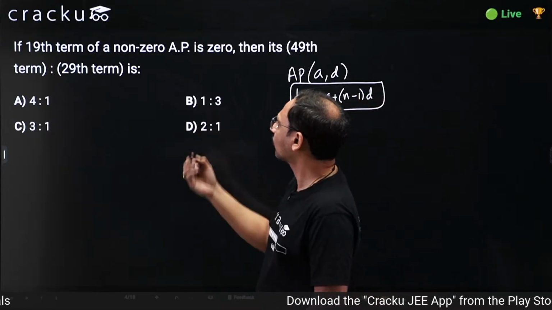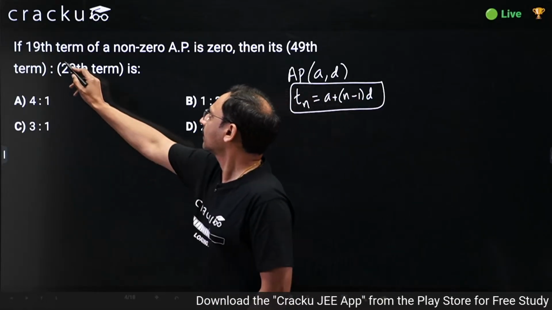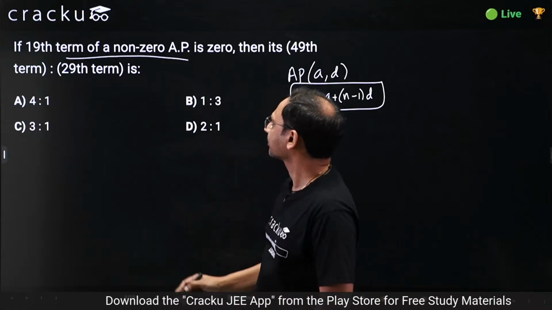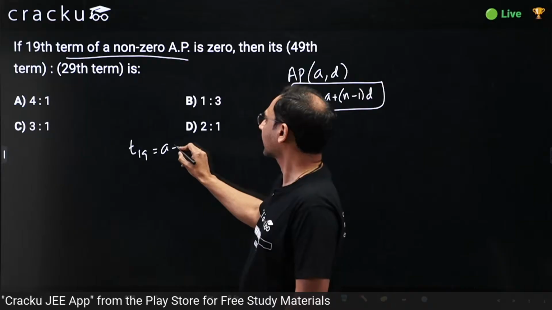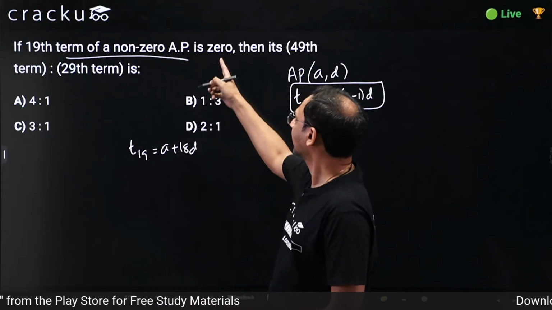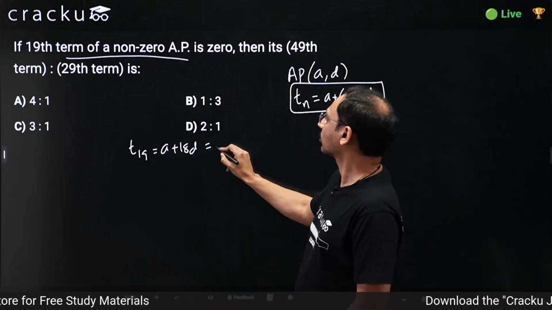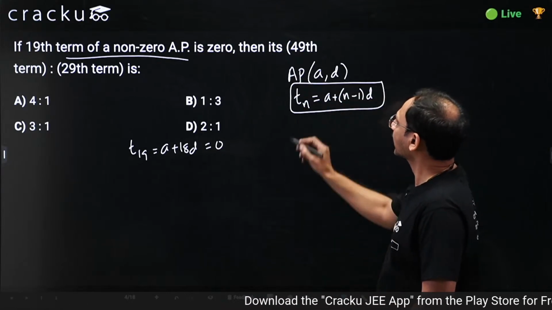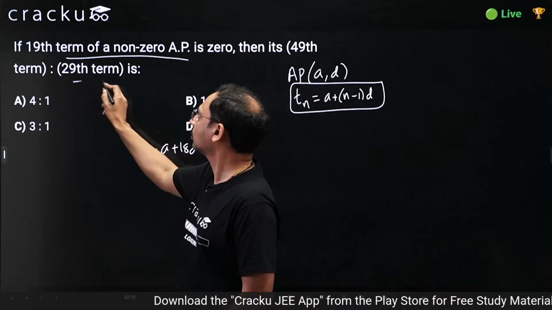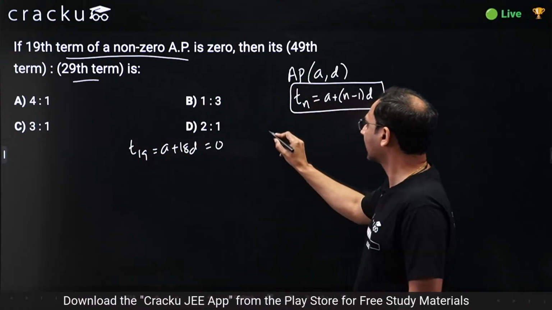So let us see what to do here. 19th term of a non-zero AP is given by T19 or A plus 18D. It is given to be 0. So A plus 18D is 0. And we want the ratio of 49th term to 29th term. So let us see what it becomes.